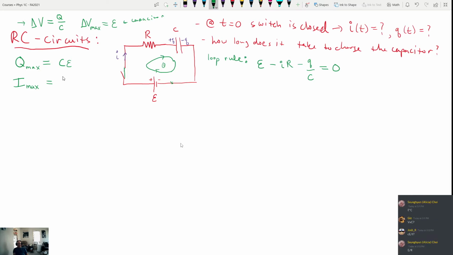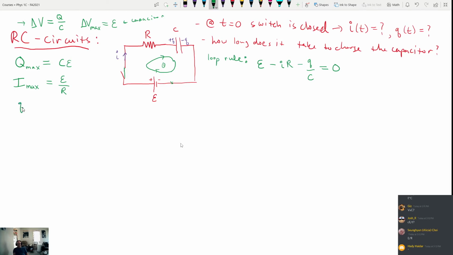E over R, that's right. You take voltage and we divide by resistance. That's Ohm's law, right? Voltage over resistance. E over R. So that's our maximum current. Okay, let's think about some other things.